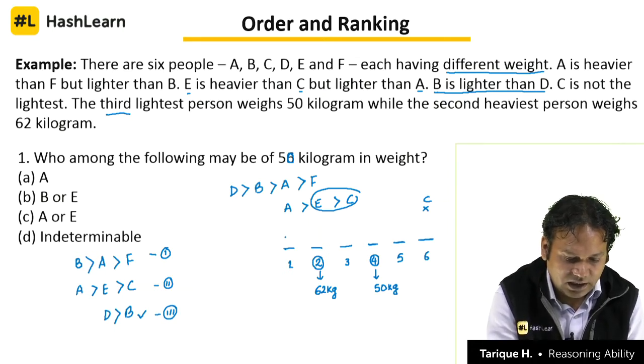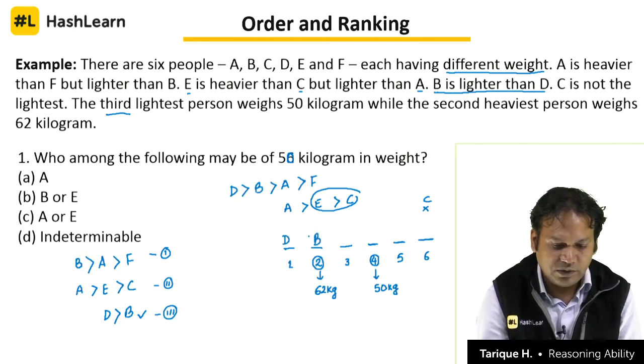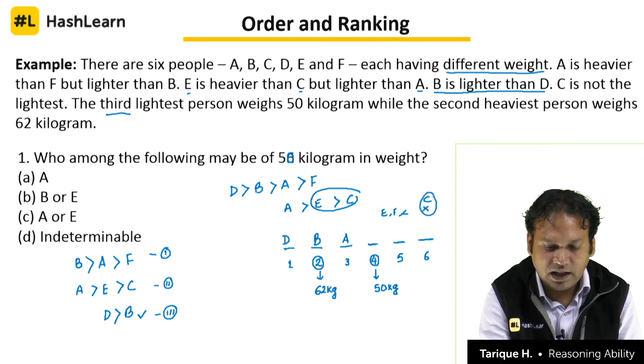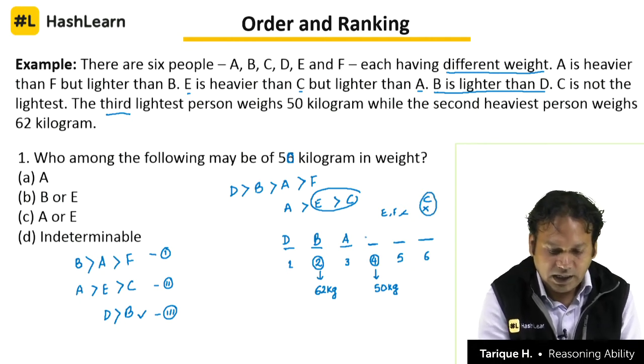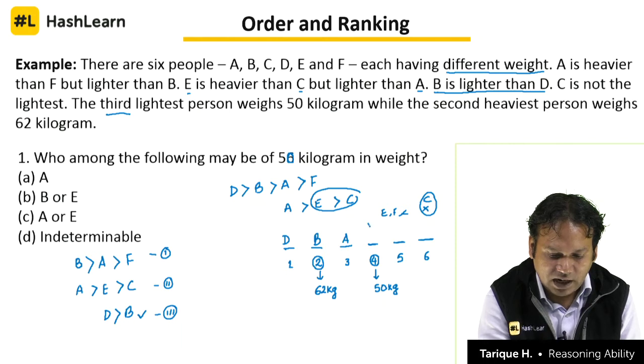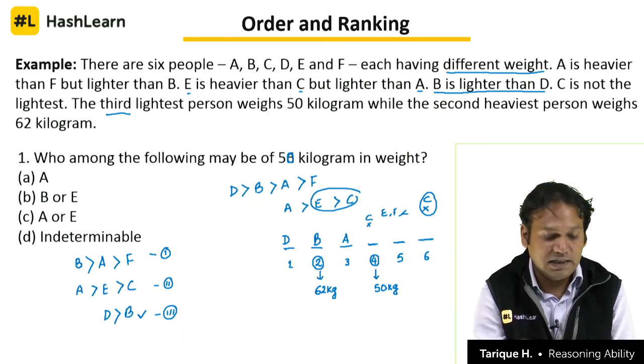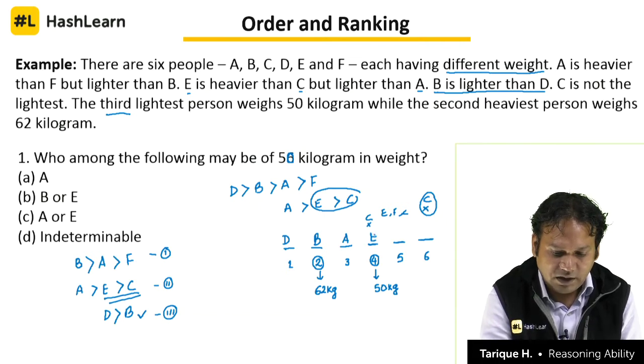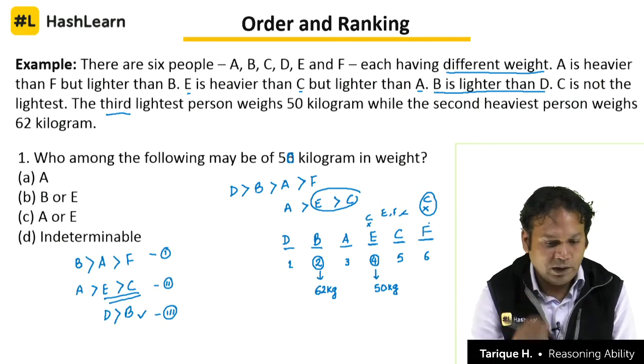So, we can say that D is the heaviest person, B is in the second position, A is in the third position. Now, who is left here? E, F and C are left. C cannot come in the last position. C cannot come in the fourth position right after A either, because E is heavier than C. That means E will come here, C will come here and finally F will come here. That will be the final order.